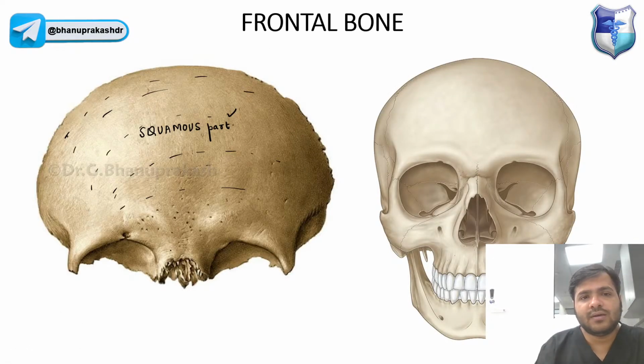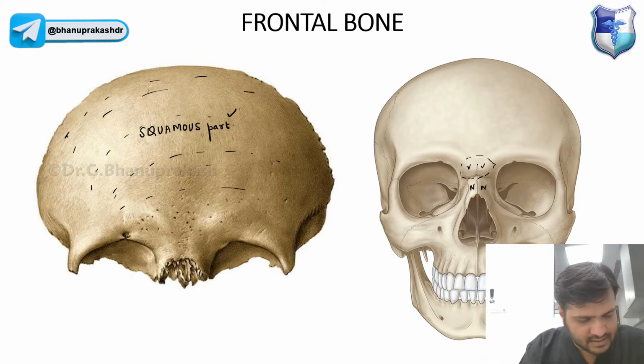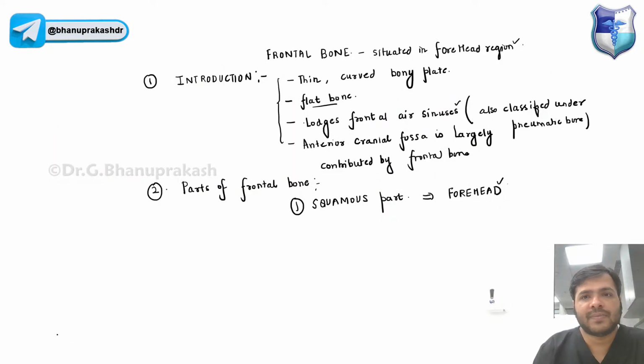Let us try to see over here also. If you can see the one which is above the nasal bones, these are the nasal bones, right? The part of the frontal bone which is above the nasal bones is basically the nasal part, right? So yes, we have the nasal part.